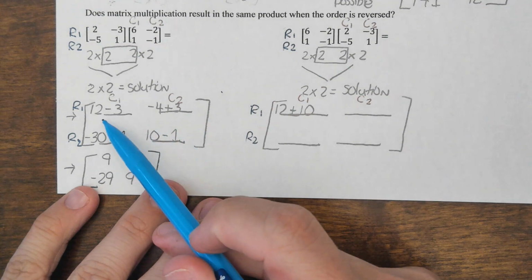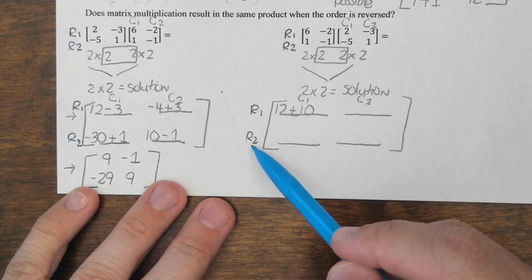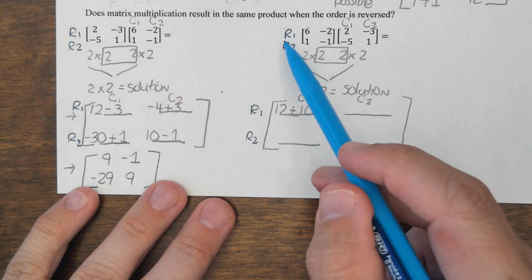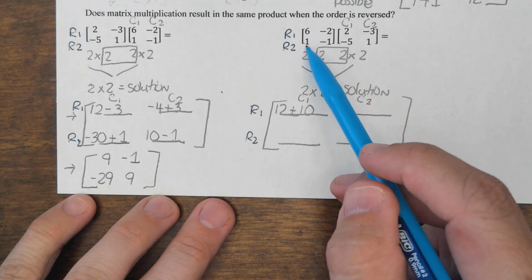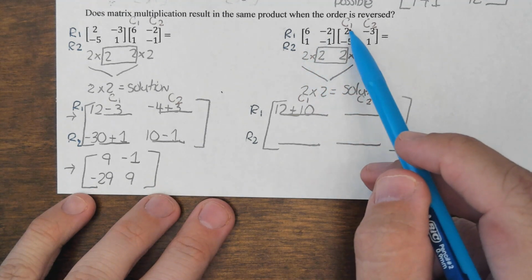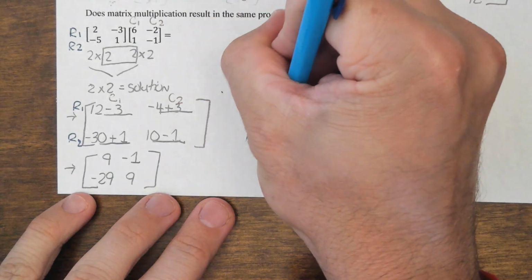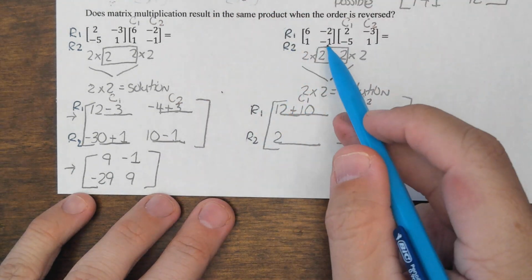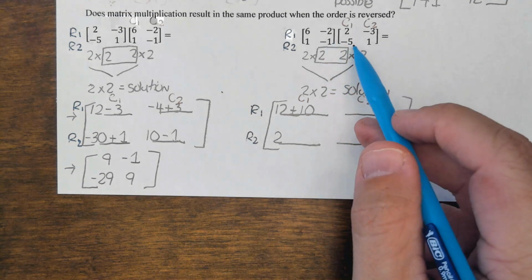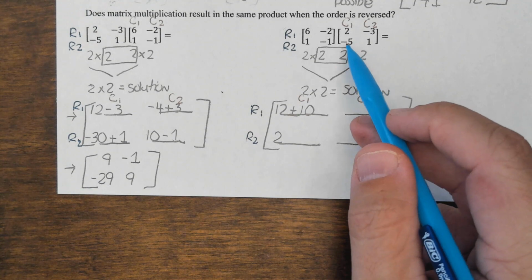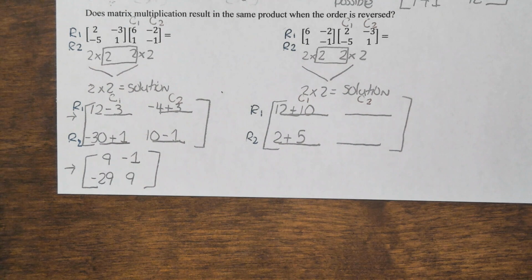And you can already tell without even starting, they're not going to be the same. It's okay, let's finish that, just more practice. Row 2 times column 1. So the first element in row 2 times the first element in column 1, so 1 times 2 is 2. The second element in row 2 times the second element in column 1, and so that's going to be negative 1 times negative 5, which is a positive 5.